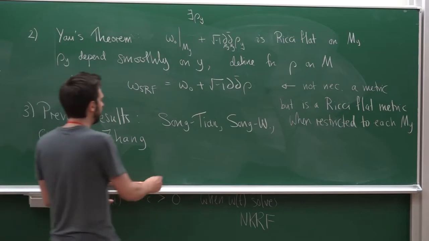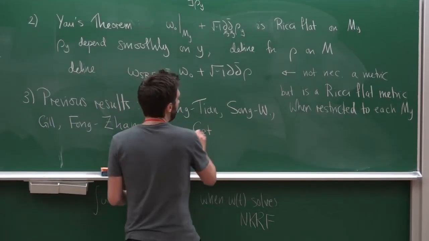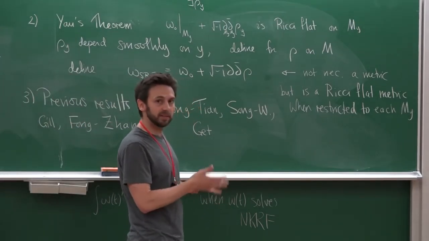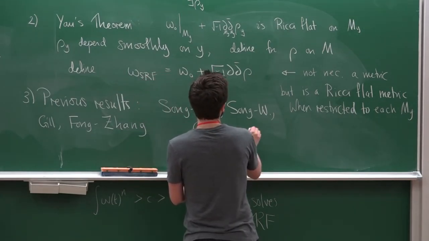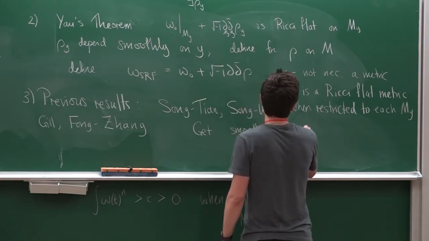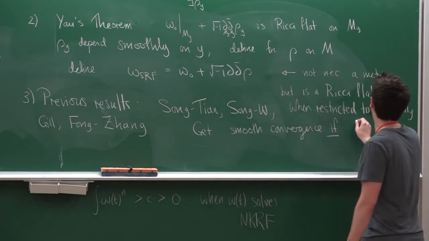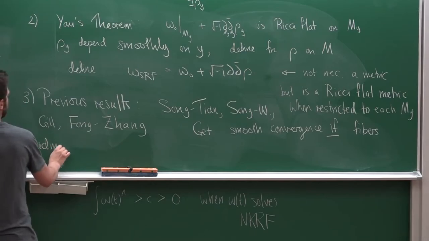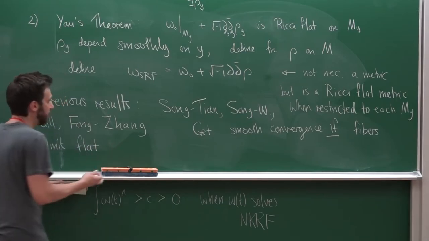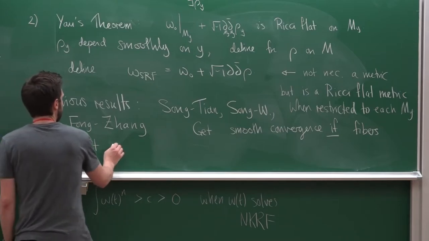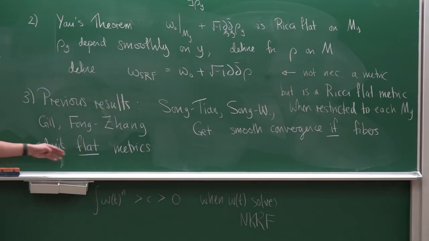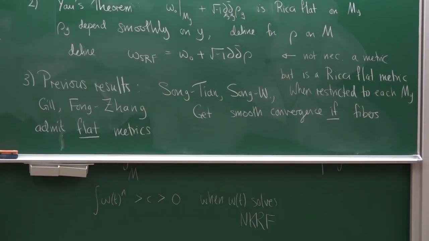And what's known before is that you get a stronger result. You can actually get smooth convergence if you assume that the fibers admit flat metrics. So we get smooth convergence if the fibers admit actual flat metrics, not Ricci flat, but flat. So if the fiber is dimension one, of course this would always be true. In general, not. So, for example, the fibers could be a higher dimensional torus, for example, this case is rather special.